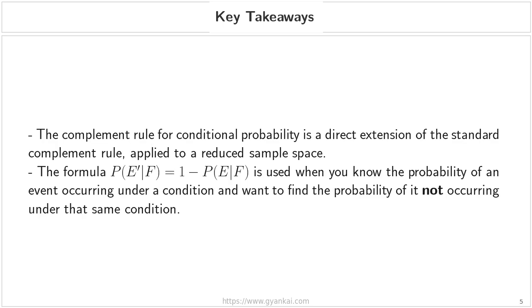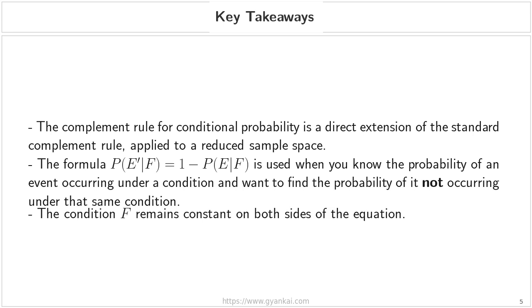Second, let's look at the practical application of the formula. The formula, which is read as the probability of E prime, given F, equals 1 minus the probability of E, given F, is your go-to tool when you already know the probability of an event occurring under a specific condition, and you want to find the probability of that same event not occurring under that exact same condition.